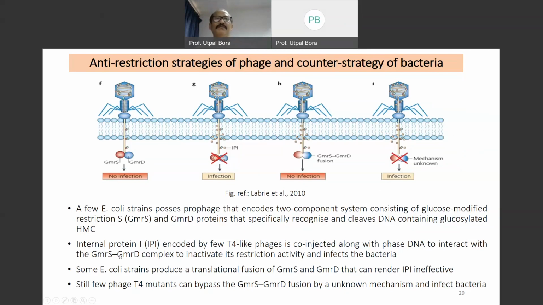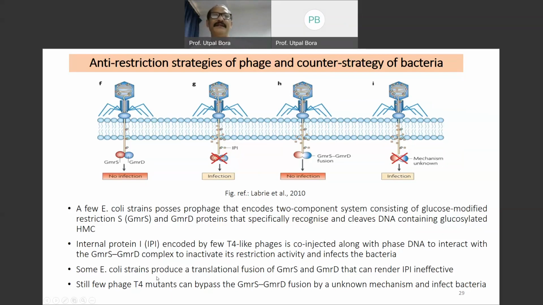So now there's an internal protein I. You can see in figure G, IPI encoded by a few T4-like phages, which is co-infected along with the phage DNA, to interact with the GmrS and GmrD complex to inactivate its restriction activity and infect the bacteria.